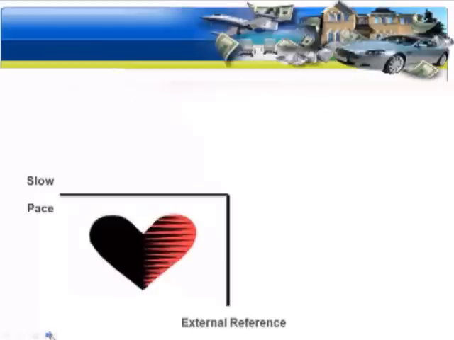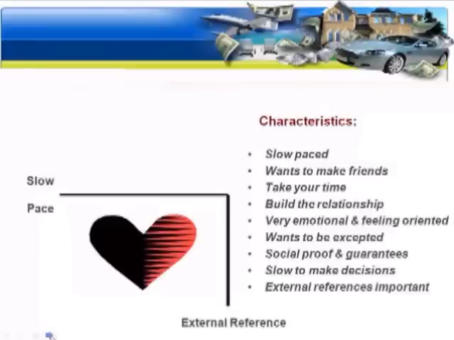The third type of individual is a heart personality, and they're very slow-paced, with an external reference point. They tend to show a lot of emotion. Their characteristics are very slow-paced. They want to make friends. They'll spend time with you. They like taking the time. They love to build their relationship. They're very emotional and very feeling-oriented. So anytime you can tap their emotions or their feelings, that's a good thing. In fact, they'll go out of their way to help you if they like you. So you want to spend that extra time working with that individual and building the relationship.